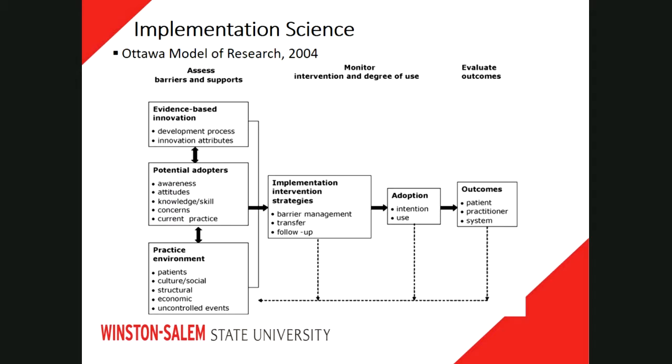Another model is the Ottawa model of research. And this one, again, assesses barriers and supports. It's very important to identify the supports because sometimes you can take those supports and actually leverage them to address barriers. And so you do that prior to implementation and during implementation. And during implementation, you also want to monitor the intervention and the degree of its use.